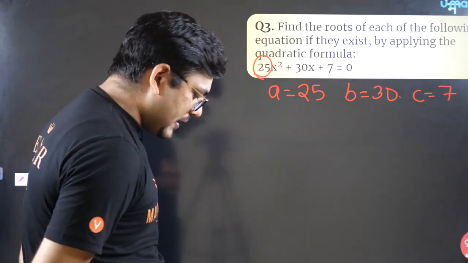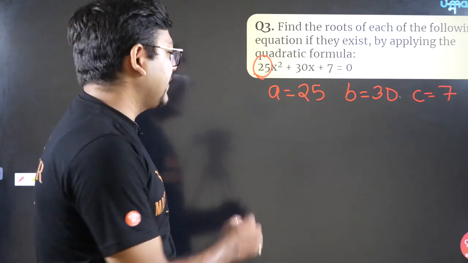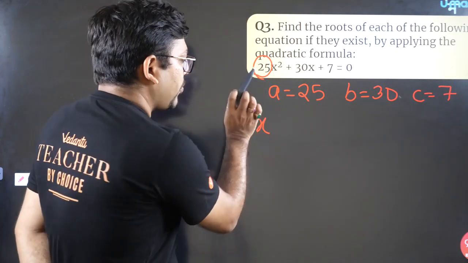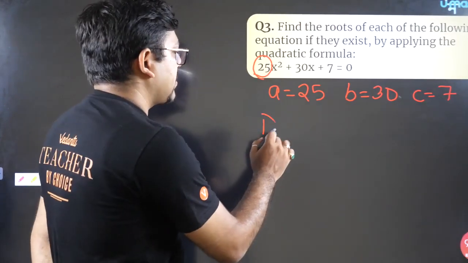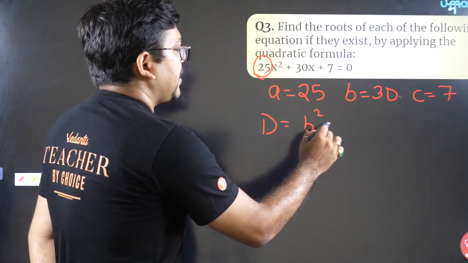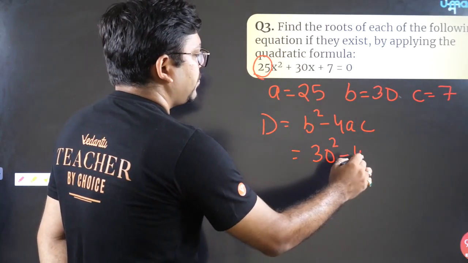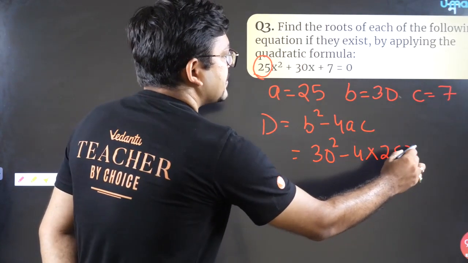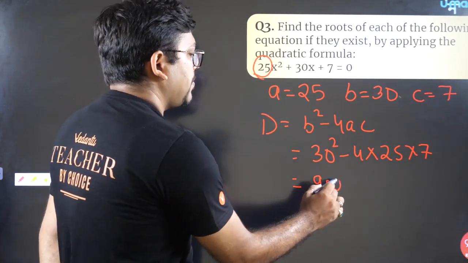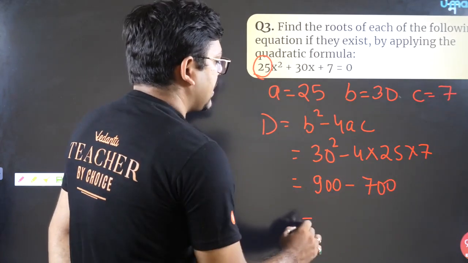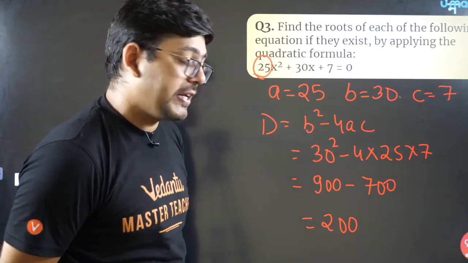Now once we got A, B and C, we can apply the formula. But before applying the formula, why don't we find the value of D, the discriminant? D is B square minus 4AC. B square, that is 30 square, minus 4, A value is 25 and C value is 7. So here we got 900 minus 700. That is precisely 200. This is D, guys.